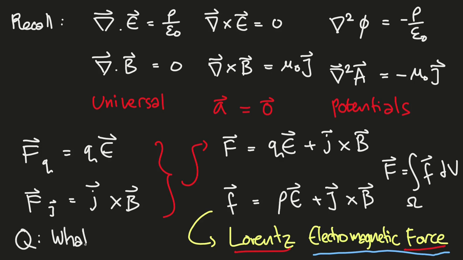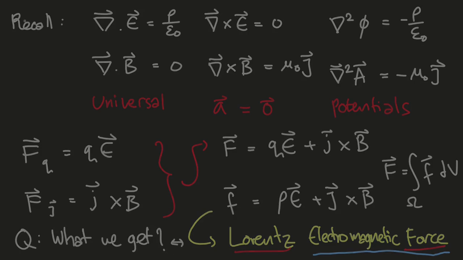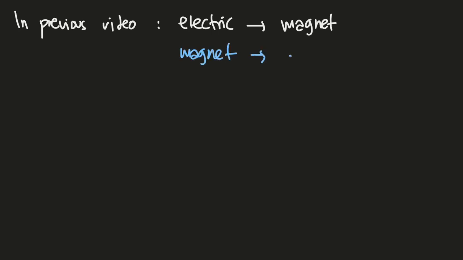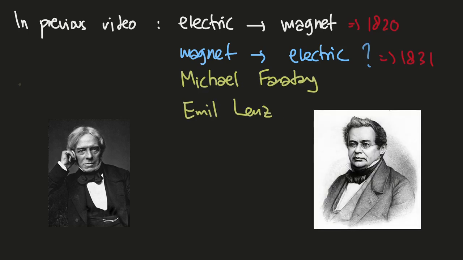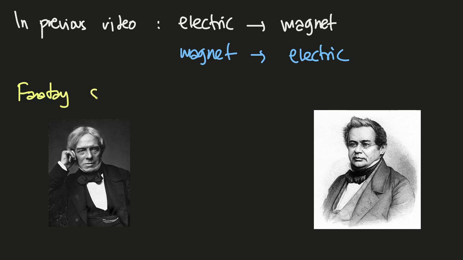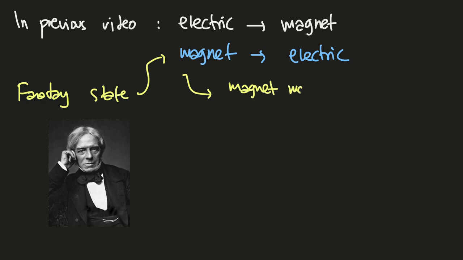But now the question is what we get from this. In previous videos, we know that electric phenomena such as electric current can create a magnet, which was developed in 1820, but now, can a magnet create an electric phenomenon? This question was solved in 1831 by a scientist named Michael Faraday and then formulated mathematically by Lenz. In the result of Faraday's experiment, he stated that a magnet can create an electric phenomenon if the magnet moves forward to an electric wire loop or moves backward from it.